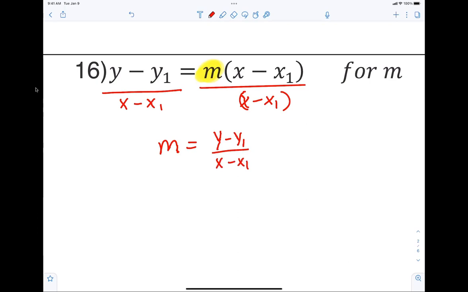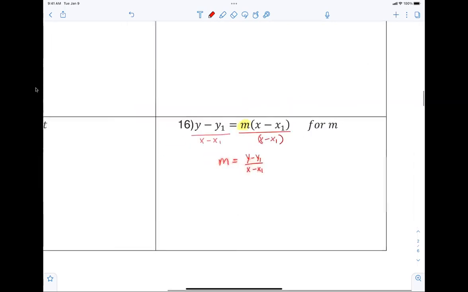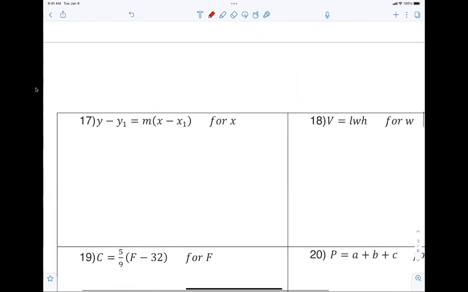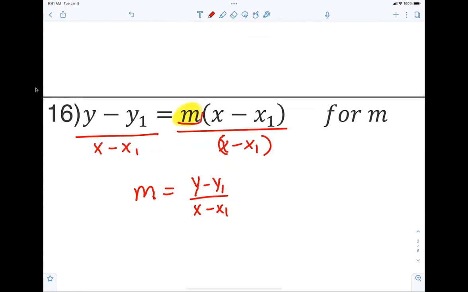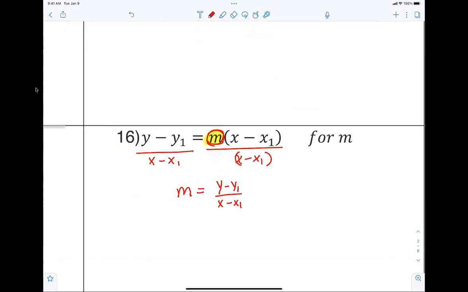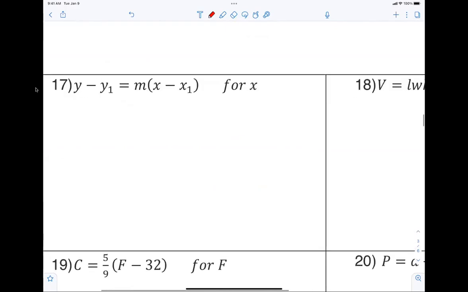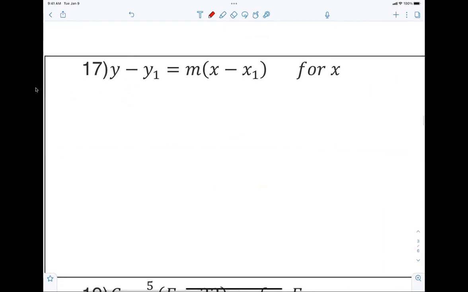Very good. That was kind of tricky. If you do 9 to the first power, would that just be 9? Exactly correct. No, we don't want to distribute because we're trying to isolate the M, trying to keep M by itself. All right, good thinking.